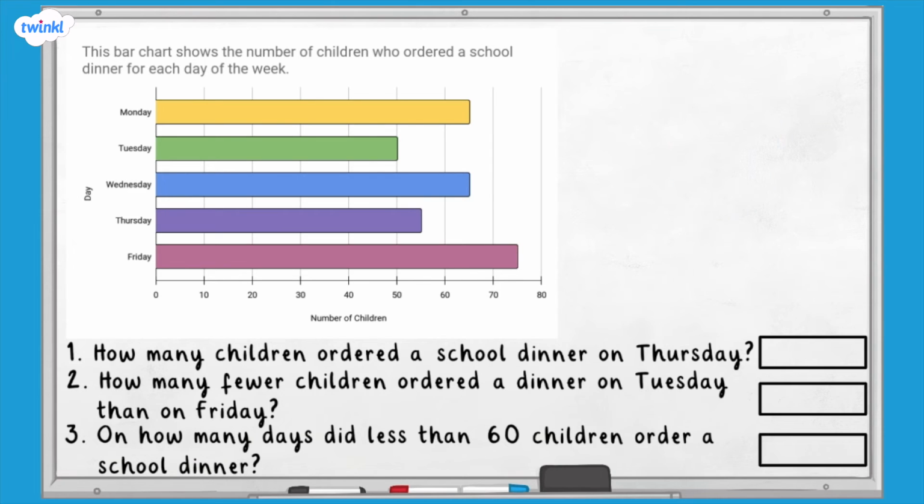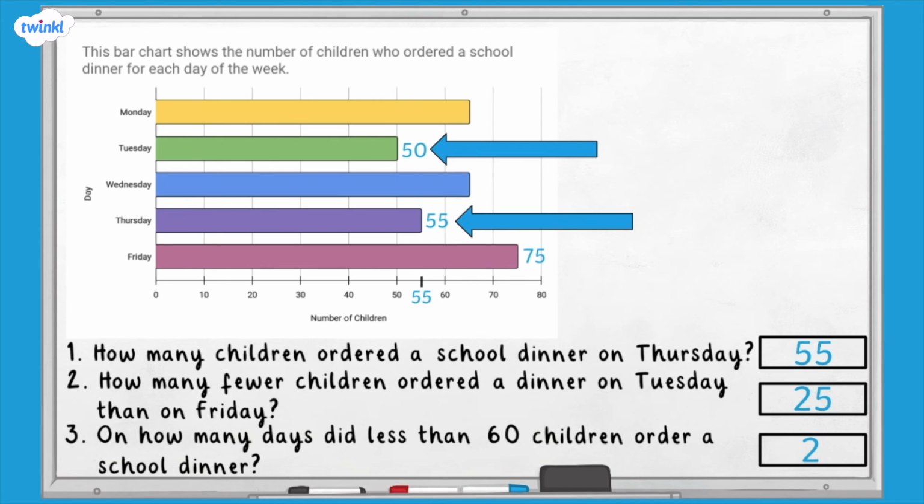Here are the answers. Question 1. 55 children ordered a dinner on Thursday. The bar was exactly halfway between the intervals marked 50 and 60, and 55 is the midpoint of these two numbers. Question 2. 25 fewer children ordered a dinner on Tuesday than on Friday. This is because 50 children ordered a dinner on Tuesday and 75 children ordered a dinner on Friday, and 75 subtract 50 equals 25. Question 3. Less than 60 children ordered a school dinner on 2 days, Tuesday and Thursday.